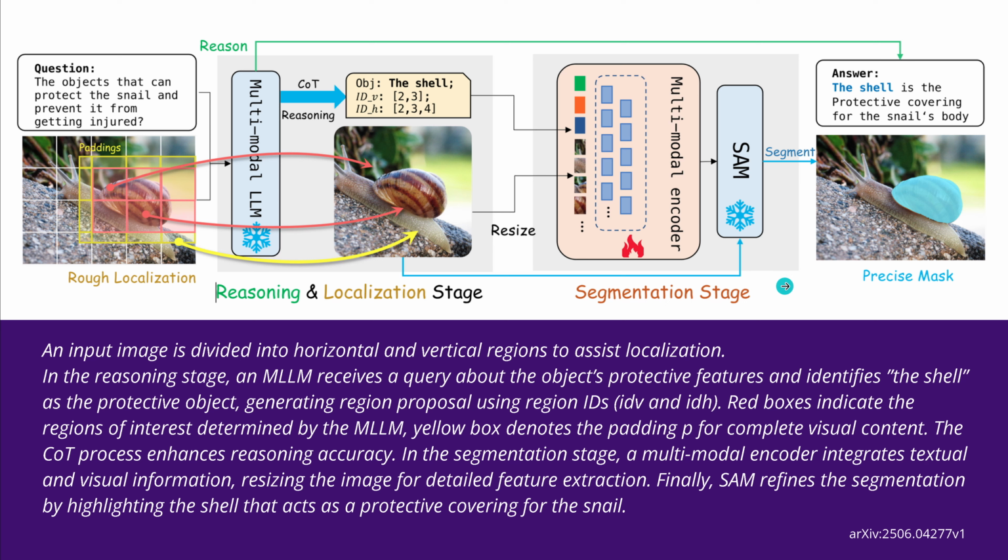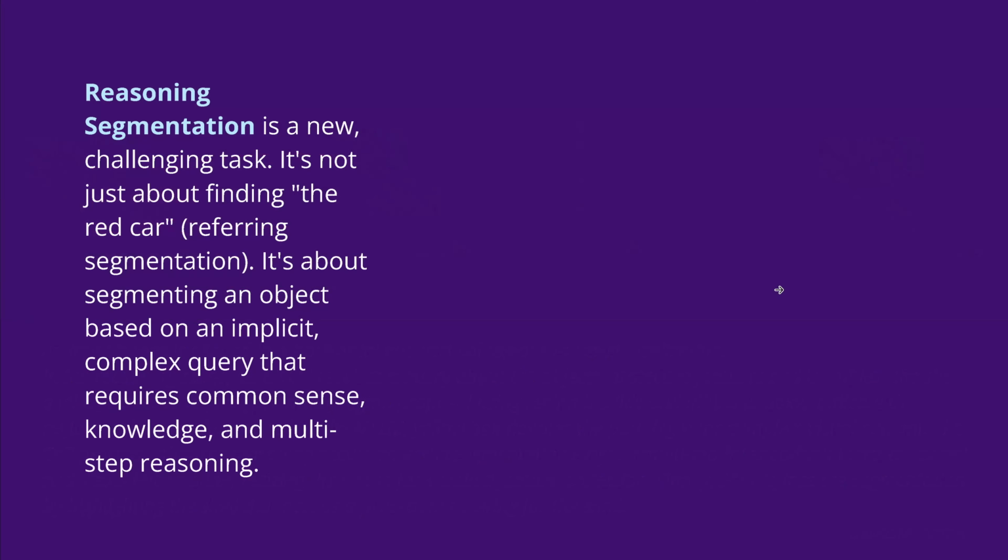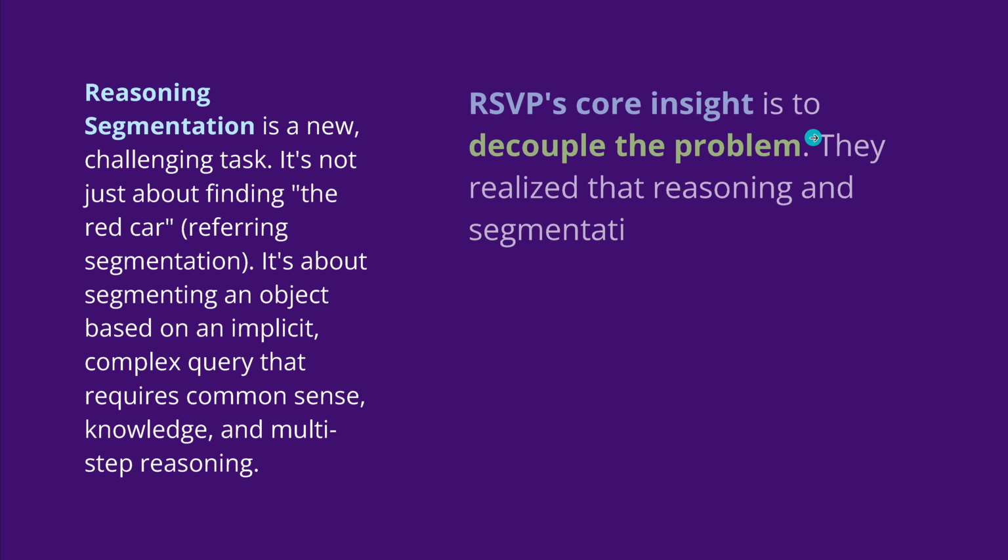It is rather easy if you know all the components, if you know the strengths and the weaknesses of all the components, and how you form them and squeeze them together to get a model that outperforms everything else. So this reasoning segmentation is now the challenging task. And it is not about "find the red car in the image." This is the referring segmentation that we know, and we know its limitations. This new task is about segmenting an object based on an implicit, complex query that requires common human sense, human knowledge, and a multi-step reasoning sequence.